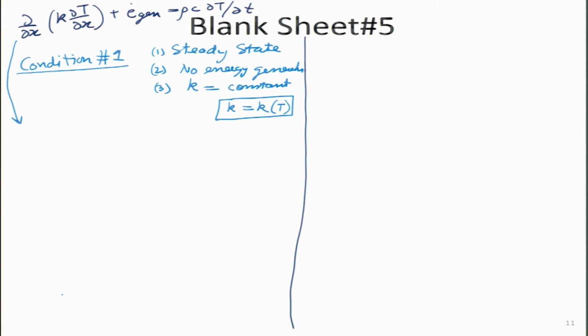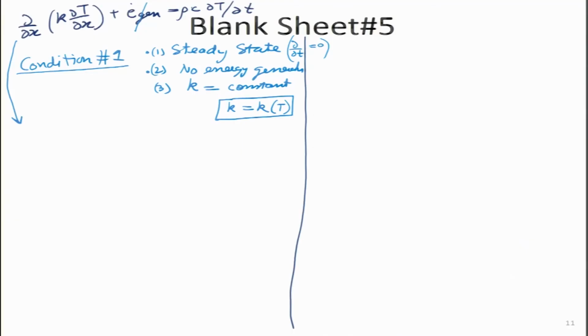Because of assumption number 2, I will be able to neglect this second term, E dot gen is 0. Because of the first condition, steady state, nothing changes with time. That is what steady state means: the partial derivative of any parameter with time is 0. I can write volume or pressure or energy or mass or momentum, anything over there. There is no change. So the temperature is also not changing, and I can make it 0.